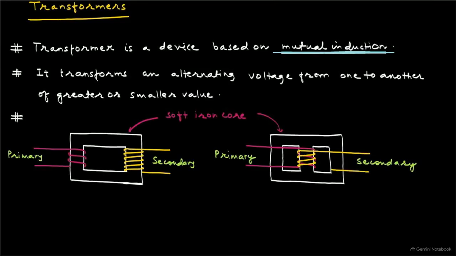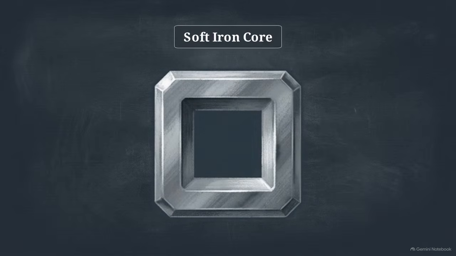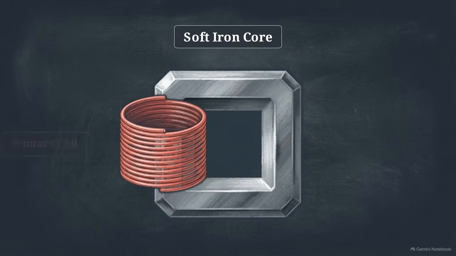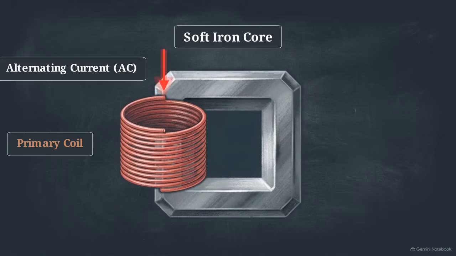A transformer is defined as a device based on mutual induction. Its function is to transform an alternating voltage from one circuit to another at a greater or smaller value. The physical foundation for this process is a closed, square loop known as a soft iron core. On one side, we wrap an input wire called the primary coil, where the initial alternating current enters the machine.